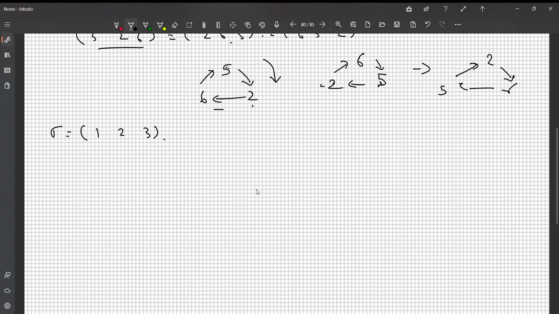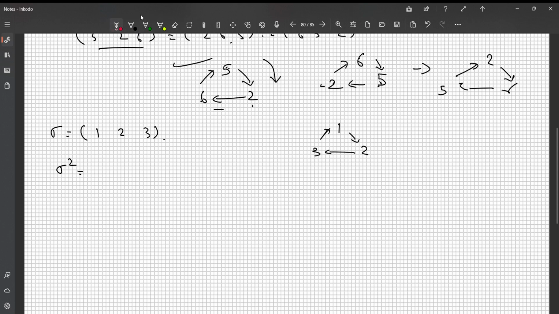Now how can we compute the powers of a cycle notation? That is also very easy to notice. Let us first start with an example. Suppose you have this notation, sigma equals (1, 2, 3). So if I visualize this in the cyclic notation, 1 goes to 2, 2 goes to 3, and 3 goes to 1.